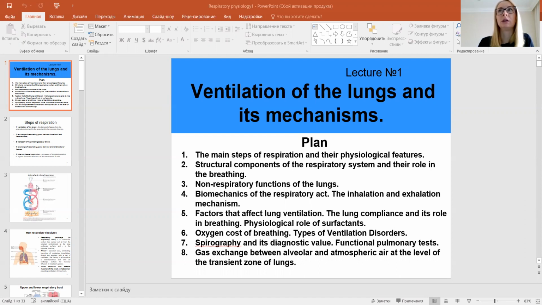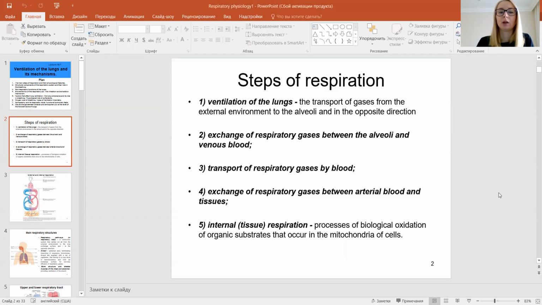So the first subtopic which we will be discussing today is steps of respiration. There are 5 steps of respiration. The second, third, and fourth steps are usually called external breathing, and the last, 5th step you will discuss with your teachers in the biochemistry subject.